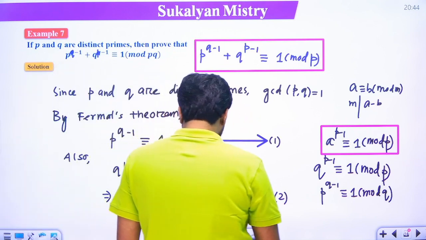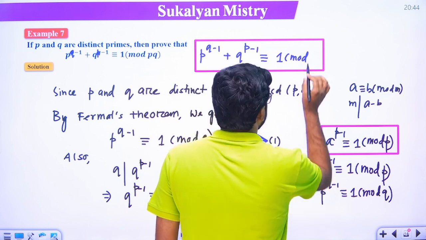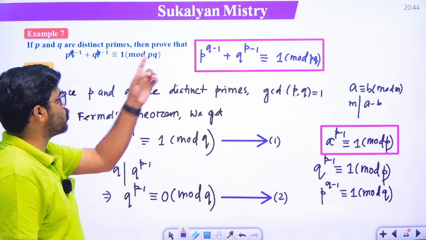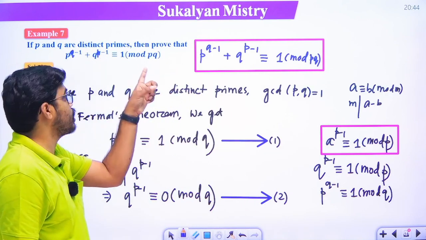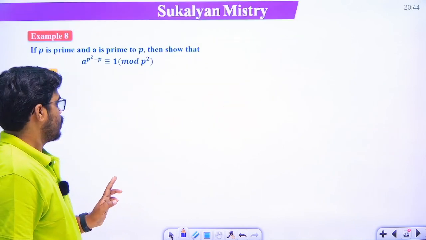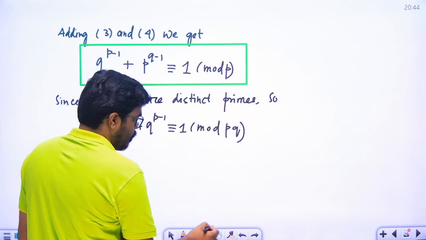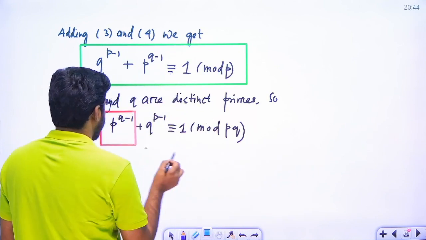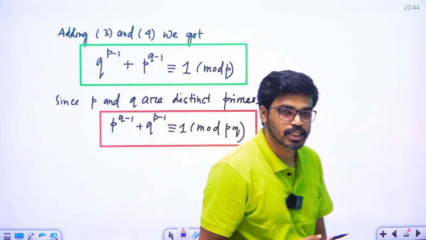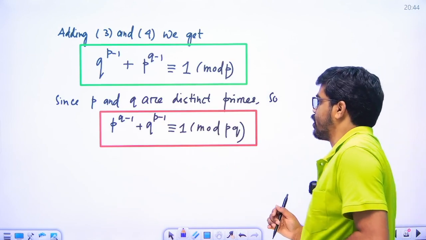Please correct this to 1 modulo pq. So we proved that p to the power q minus 1 plus q to the power p minus 1 is congruent to 1 modulo pq. Okay, so proved. It is a very, very important example: p to the power q minus 1 plus q to the power p minus 1 is congruent to 1 modulo pq.